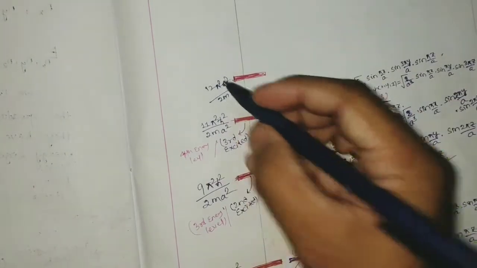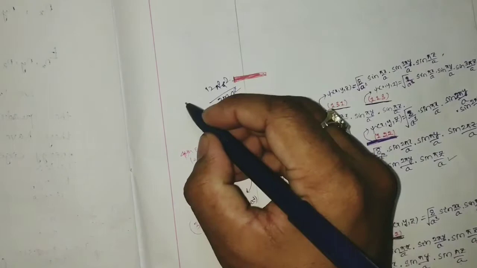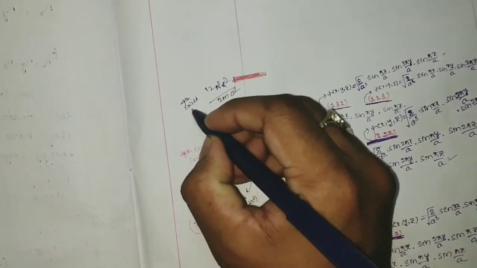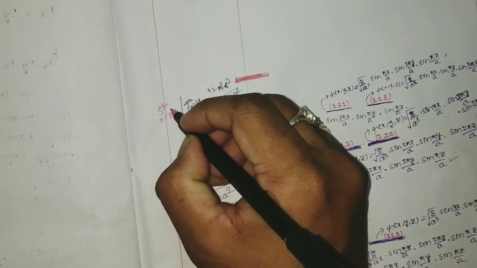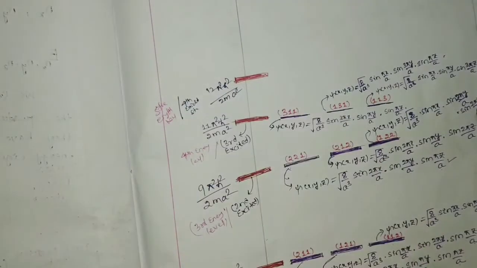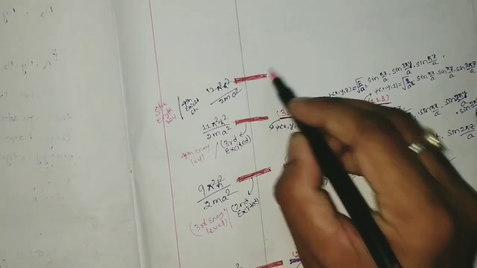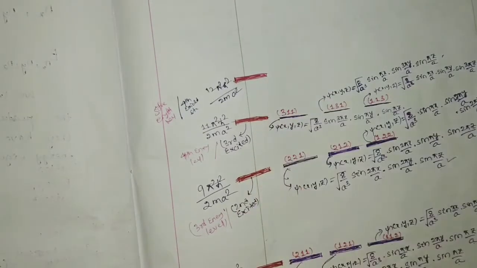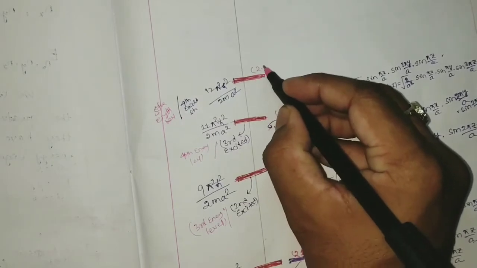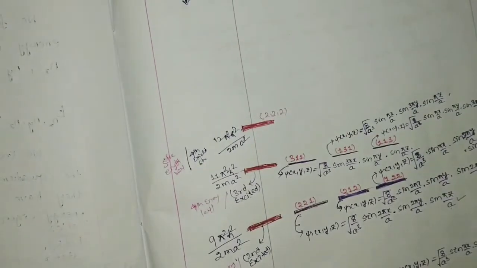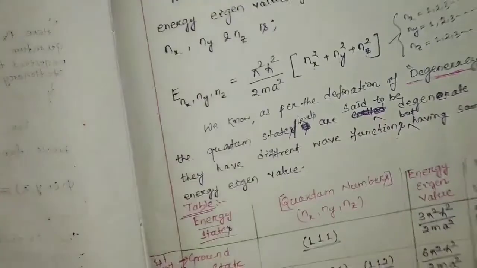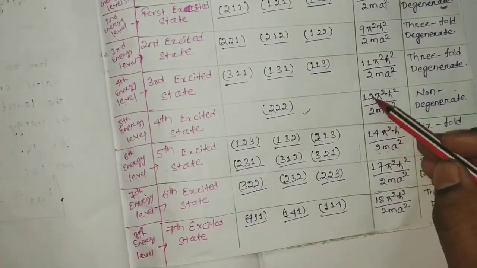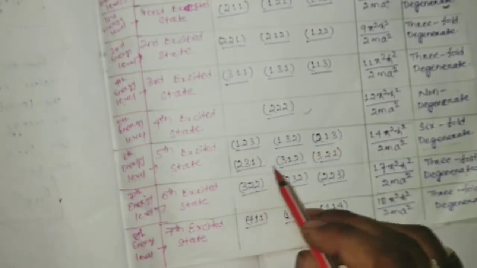So this belongs to the fourth excited state or the fifth energy level, and it has only one, it is non-degenerate, meaning only one state, and its nx, ny, nz values are 2, 2, 2. Likewise, if we consider the fifth excited state, the gap is 12 to 14. The fifth excited state has 6-fold degeneracy. So this 2 gap we also have to consider here.